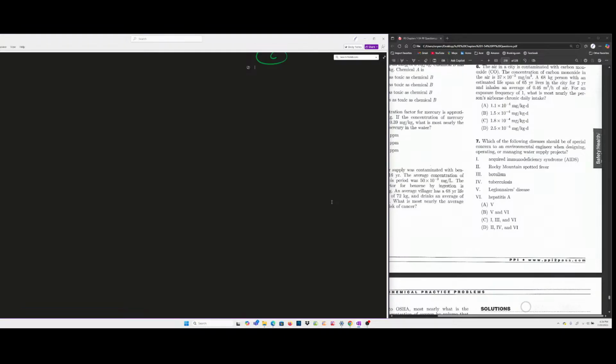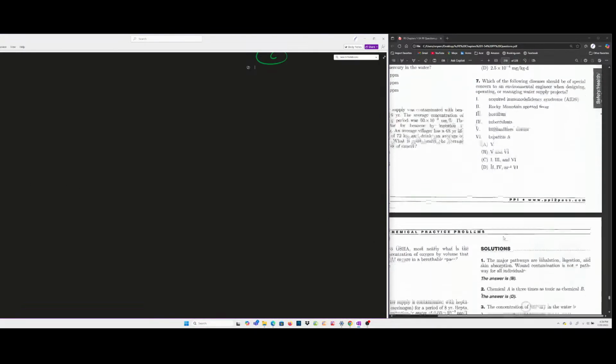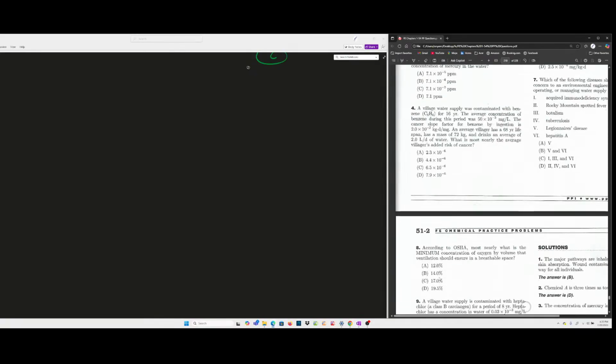Yes, hepatitis A can be waterborne. Okay, tuberculosis. Let's check tuberculosis because this one is my confusion. Tuberculosis is not waterborne, so definitely the answer is going to be B and VI. So that was my bad. So B is our answer. So hepatitis is waterborne. Tuberculosis is not waterborne. It's probably something you're meant to know. I didn't know, so I'm not going to blame anyone.